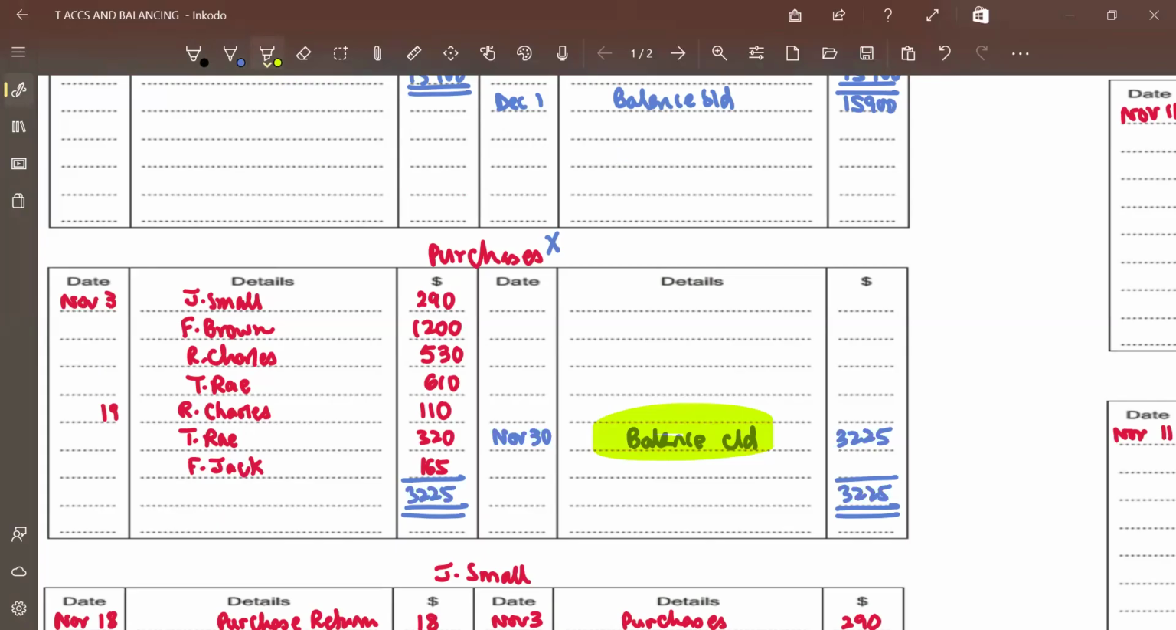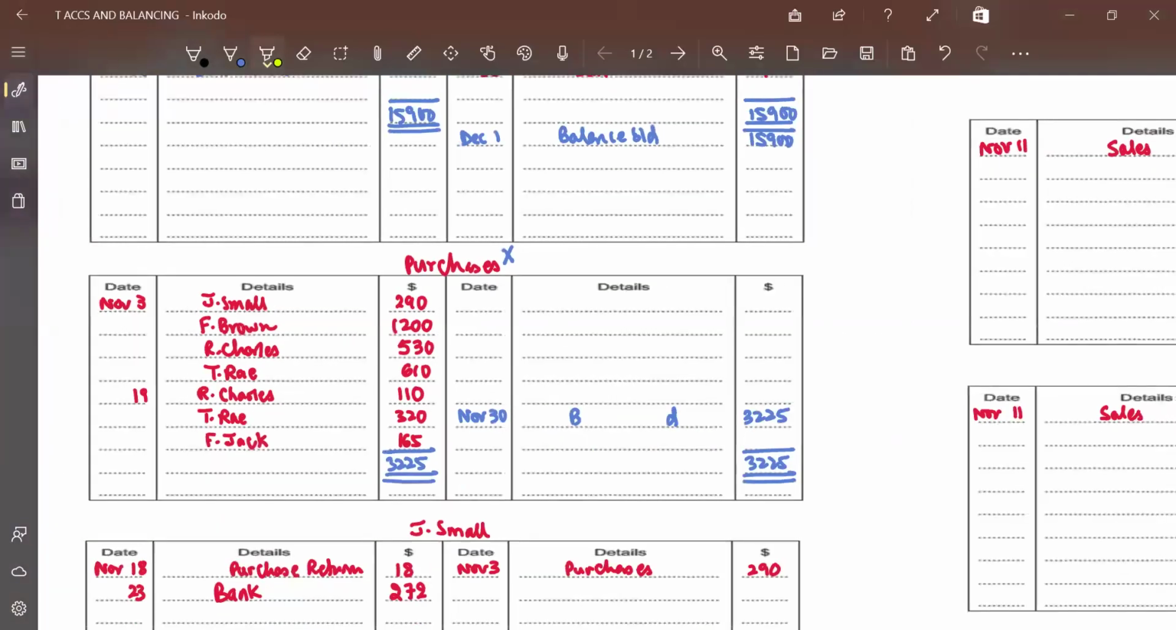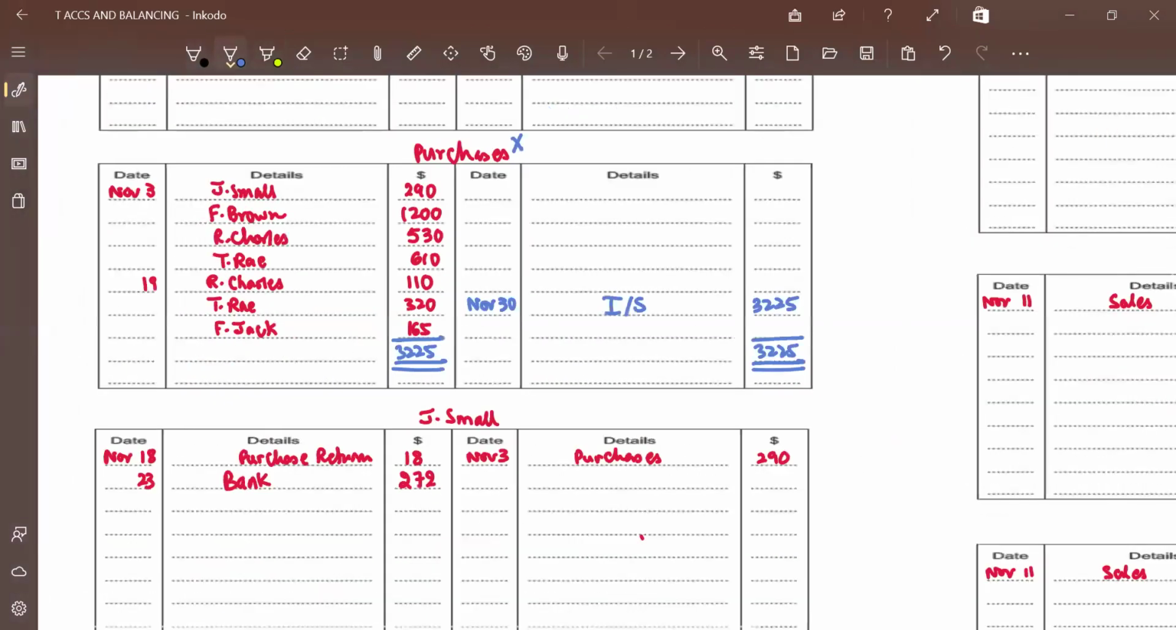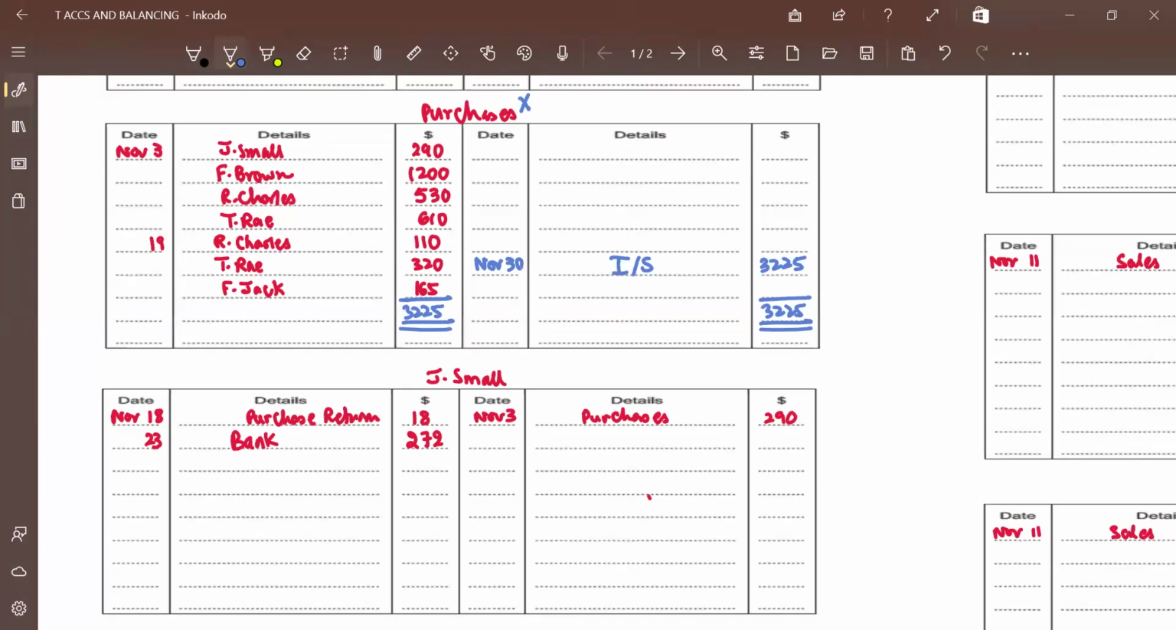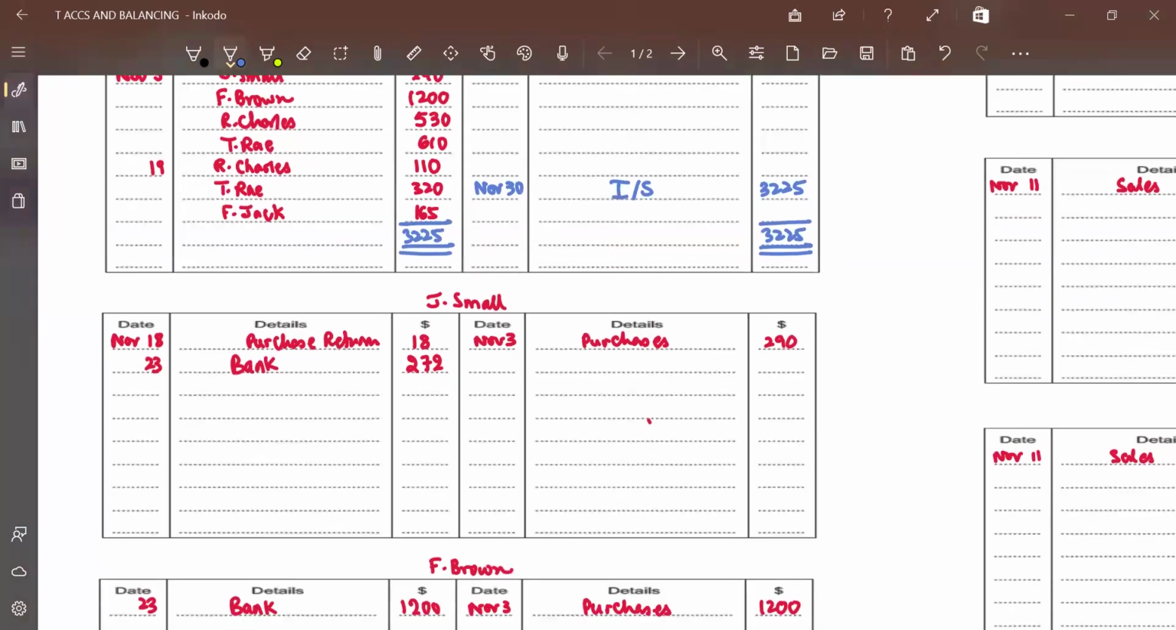So instead of writing down all of this, I would want you to write down income statement, because these totals are posted to the income statement, right? So income statement 3225, and that's it. No balances are brought forward, because purchases for the last year are closed into the income statement for the last year, so you don't have to carry down the balance for purchases from the previous year into the next year or into the next month. Understood? So balances of expenses and incomes are not carried forward.